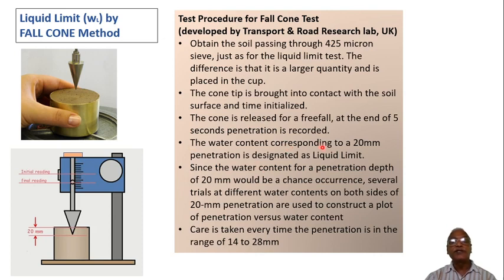The water content corresponding to a 20 mm penetration is designated as liquid limit. That is what is the definition as far as fall cone method. Corresponding to 20 mm penetration, whatever water content is there, that will be known as liquid limit. Since the water content for the penetration depth of 20 mm would be a chance occurrence, obviously it will not be possible exactly to get 20 mm. Several trials at different water contents on both the sides of 20 mm penetration are used to construct a plot of penetration versus water content.